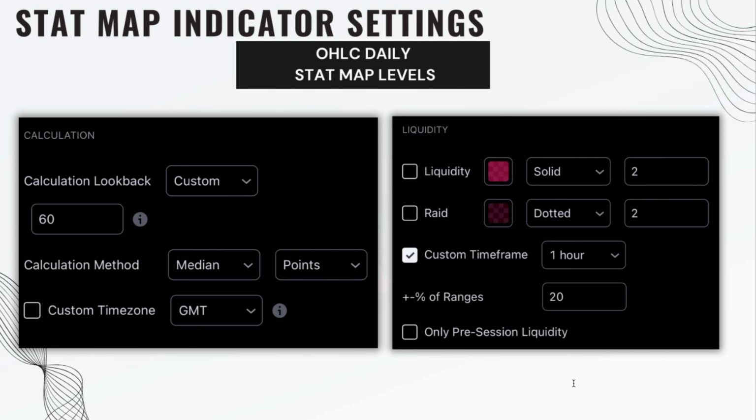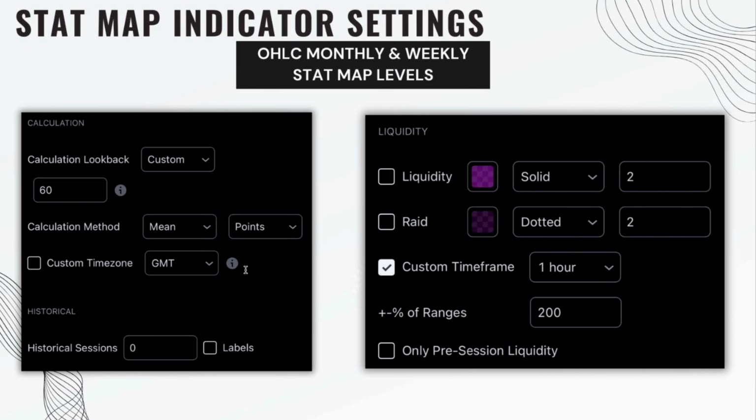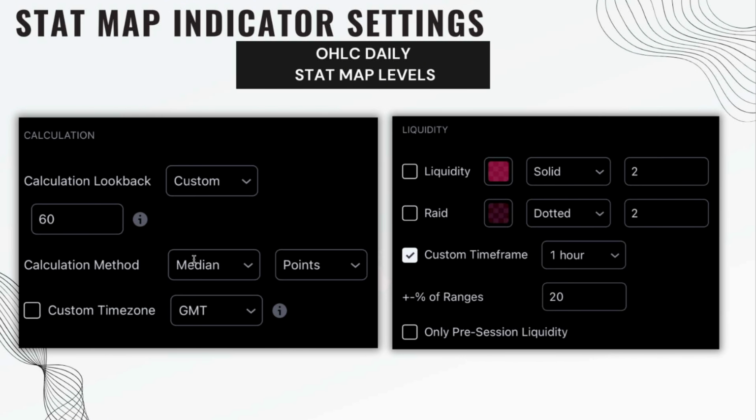For the daily, I don't use a midnight open. I like to use an 1800 open, so I do not have the midnight open checked off. For the calculation, I have the calculation look back at custom and set at 60 as well. But the difference with the monthly, weekly, and daily, the daily settings, I have the calculation method at median. So monthly and weekly is mean. Daily is at median. And same thing, I don't use the liquidity pools as well.